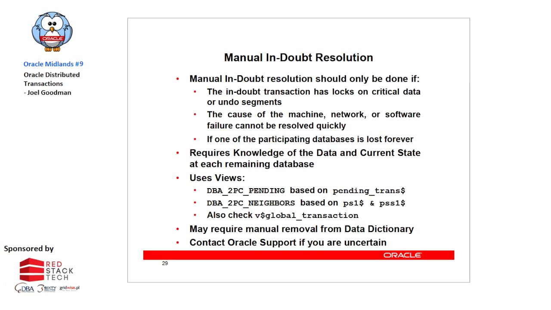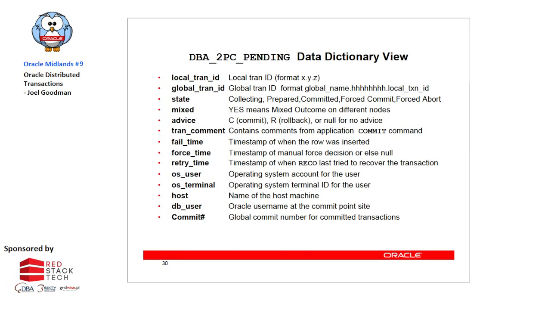But never mind. DBA2PC pending, as you can see, will show you from the point of view of your own database. By the way, this is a persistent data dictionary table. It's not a dynamic performance view, so it persists after shutdown, because we need to have a view of what's pending no matter how many times we shut down. The local tran ID from the transaction branch that was in this database is there, and then there's also the global tran ID, yeah, and the state, yeah, and whether or not we've had mixed outcomes for this.